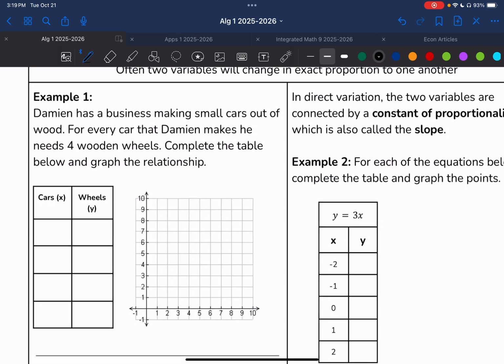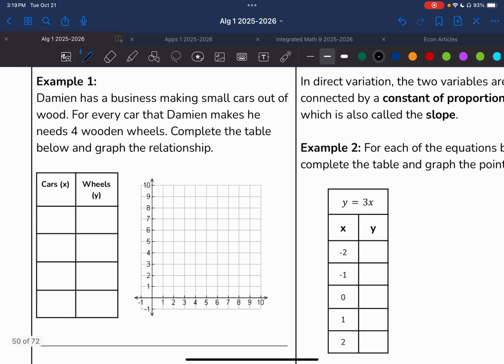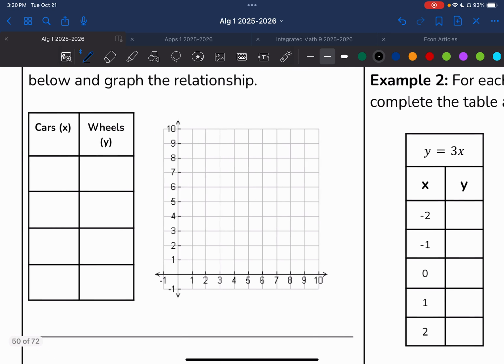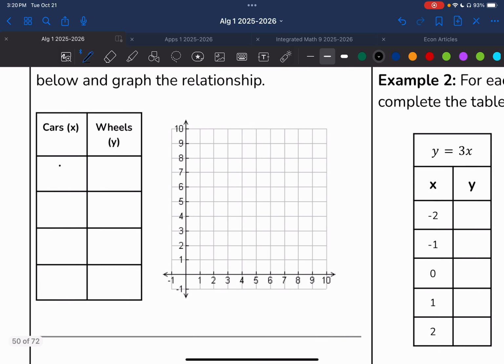So for example, if we look at example 1, Damien has a business making small cars out of wood. For every car that Damien makes, he needs 4 wooden wheels. Complete the table below and graph the relationship. So X is the number of cars that he makes, Y is the number of wheels. So if he makes 0 cars, he needs 0 wheels.